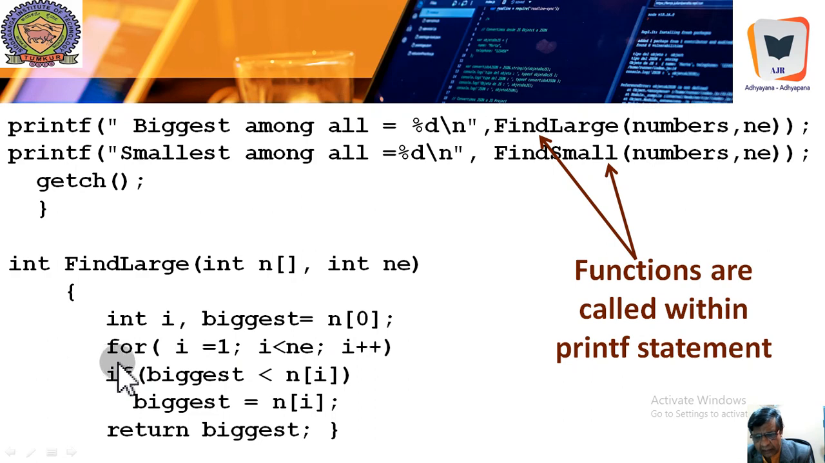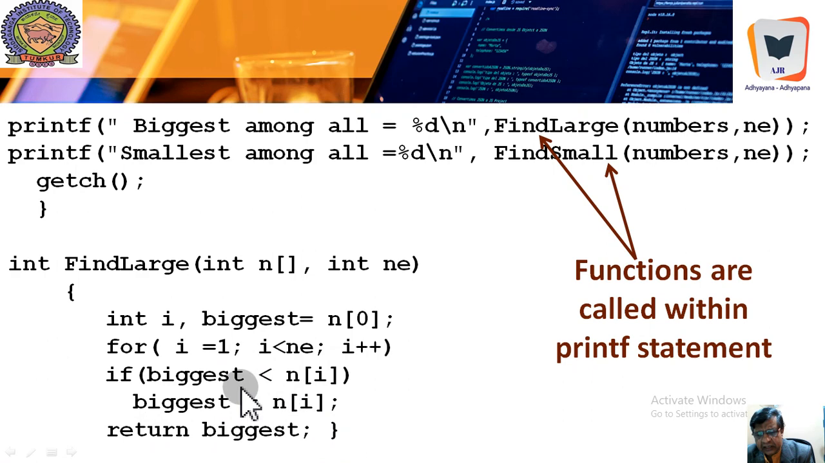Okay, therefore the comparison with the other elements will start from the first element, the second element. So i equal to 0, i equal to 1, i less than n, i plus plus. So it will have to go to the last element also, comparing each and every element. And the comparison happens like this: if biggest, which is the first number, is smaller than the next number, then biggest will become n of i. This biggest will be overwritten by the next element.